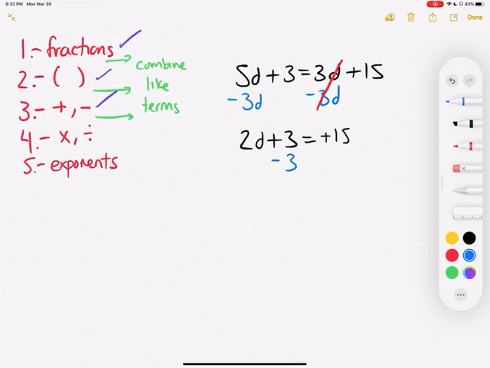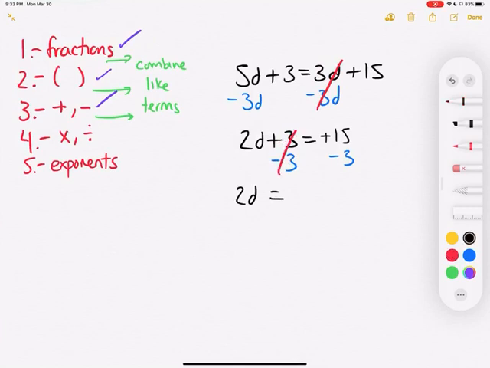And if I do that to the left side, I have to do that to the right side of the equation. So now I'm going to follow into combining like terms, right? 2d, nothing happens to the 2d. Now the 3 and the negative 3, those are going to cancel out because positive 3 minus 3 is going to be 0. So those two cancel out.